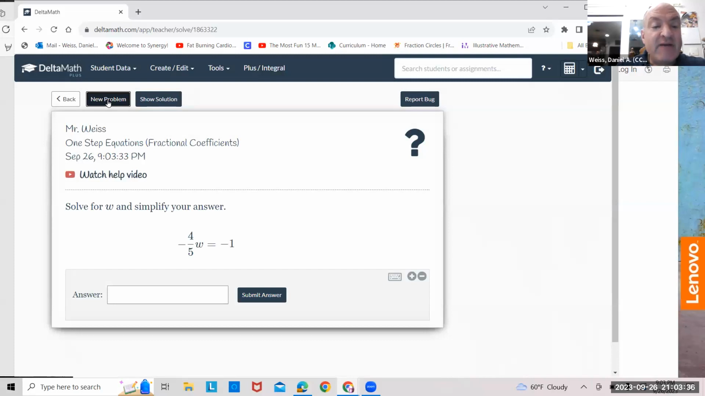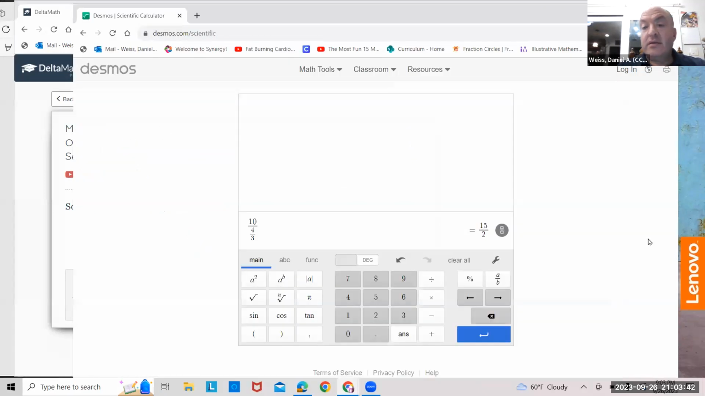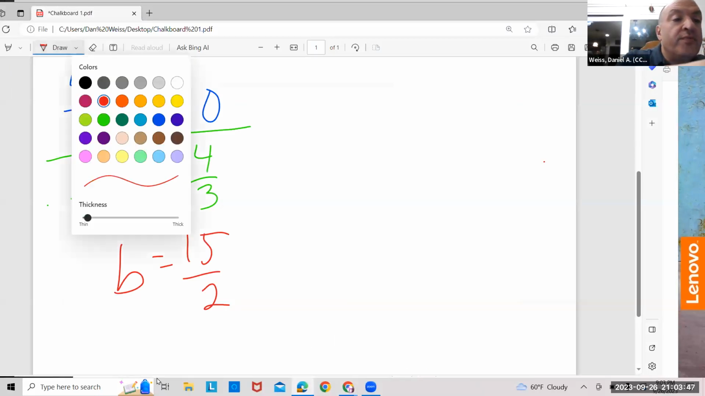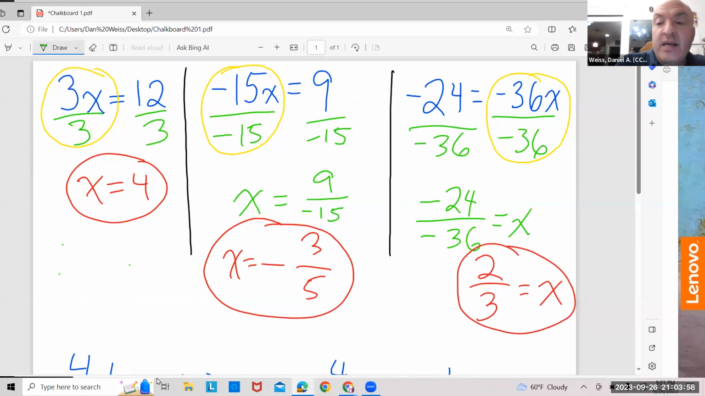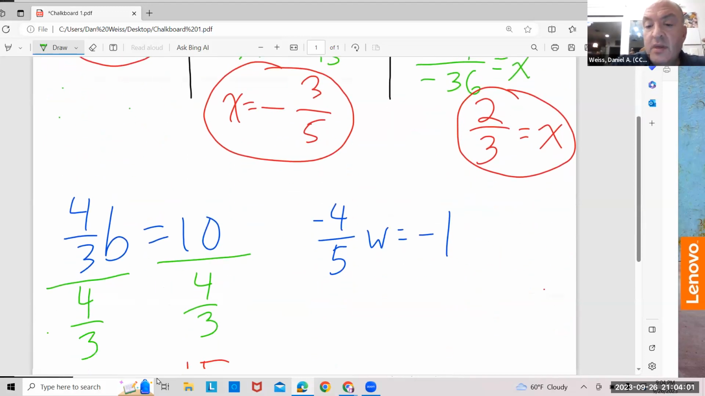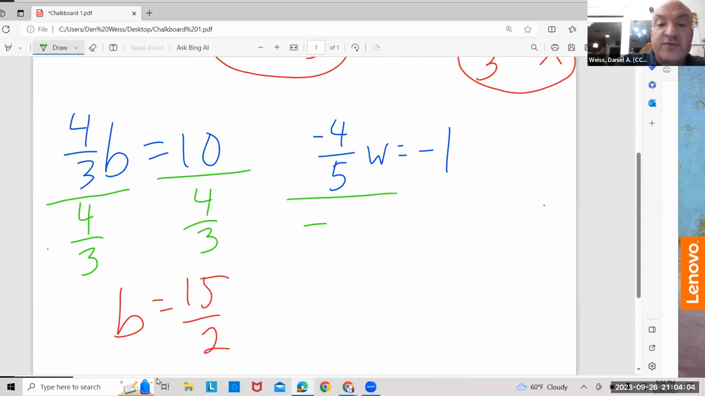So how about this? -4/5 W equals -1. Here we go. We're going to do -4/5 W equals -1. Guess what we're going to divide by? We're going to divide by -4/5. On my Desmos.com calculator, I'm going to do -1 divided by -4/5.